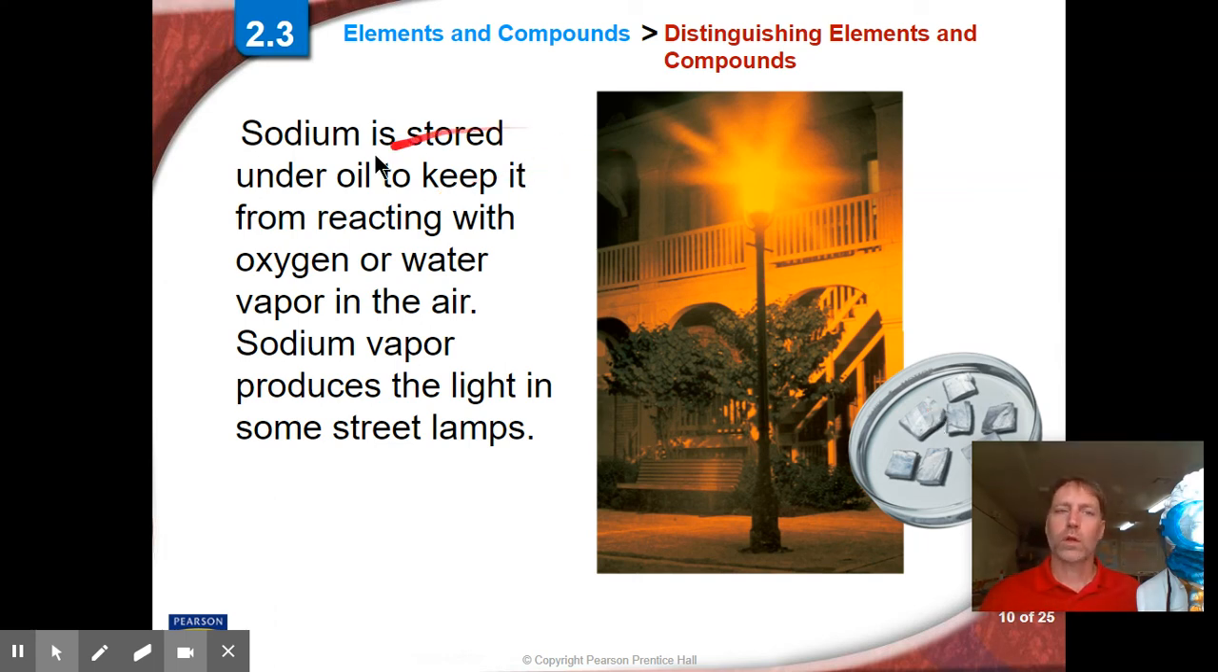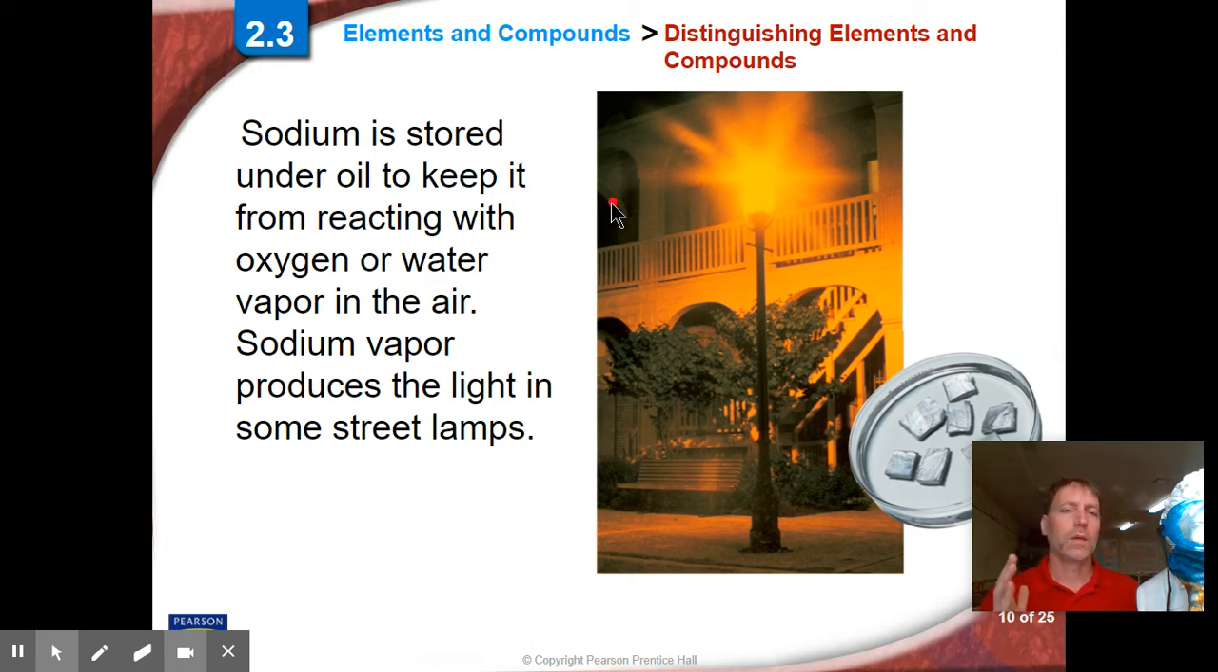But sodium is a great source of light. It's not so common any longer with the addition of LEDs into our lives, but street lights used to have sodium stored in oil to keep them from reacting with oxygen and water because sodium really wants to react. And that sodium vapor produces a very, very high lumen light. So some street lamps may still have those in some towns.